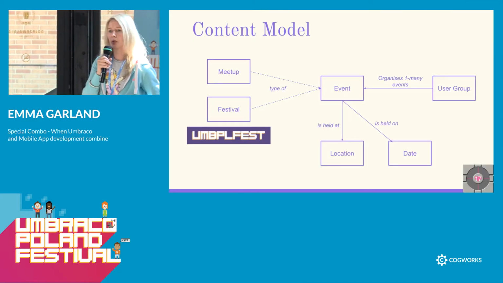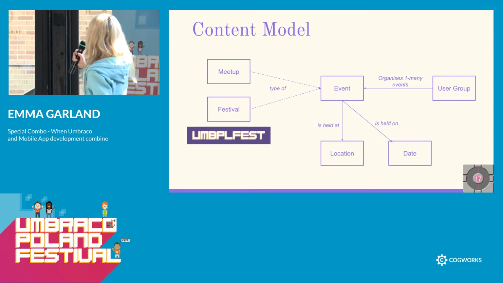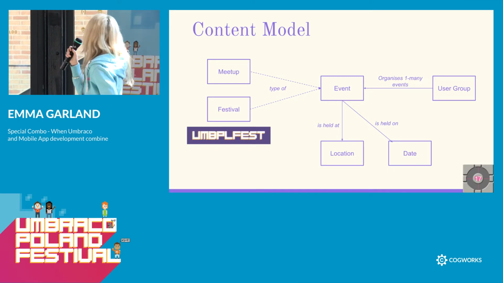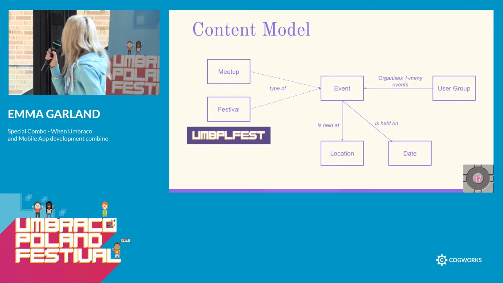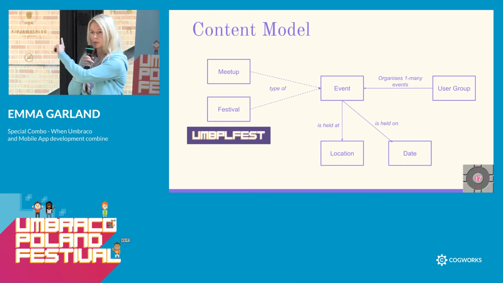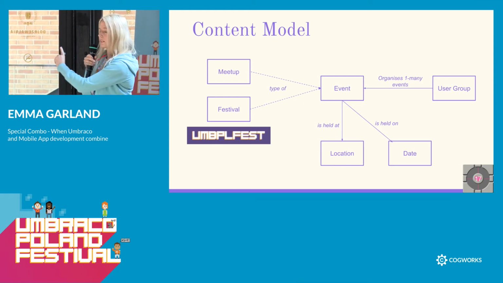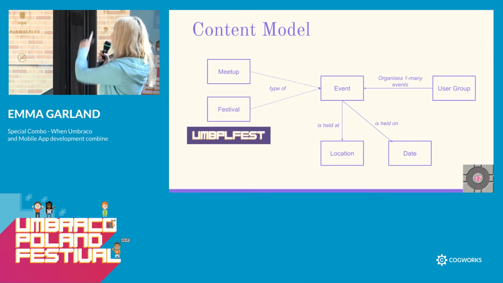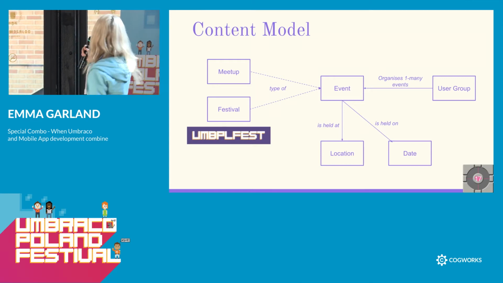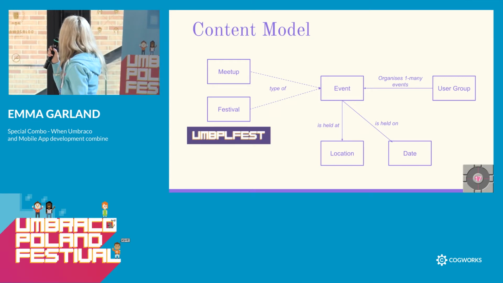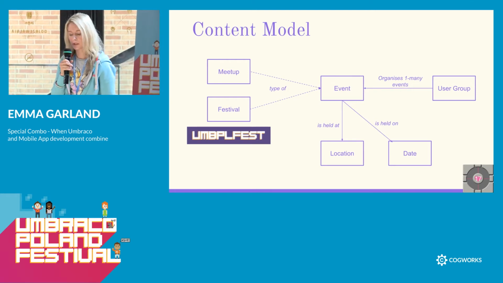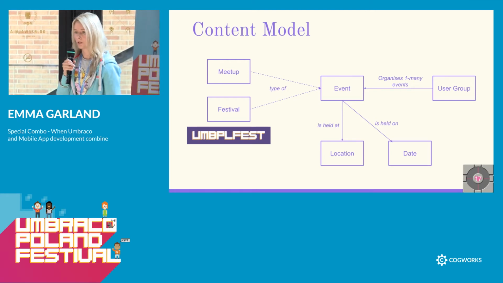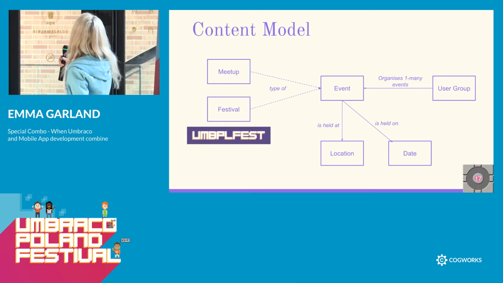So I came up with a quick one for this festival. The event itself is held at this location, and it's held on this date, and maybe a user group is associated with it, and then the type of event would be a meetup or a festival type. As you can see, it's very similar to if you're used to modeling things in C#, coming up with your domain models there.